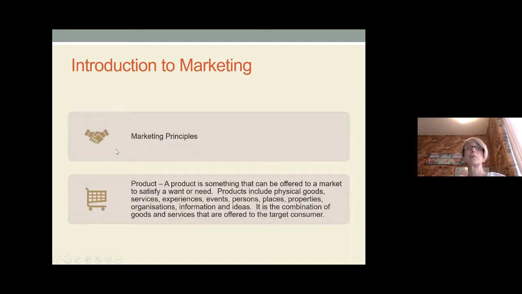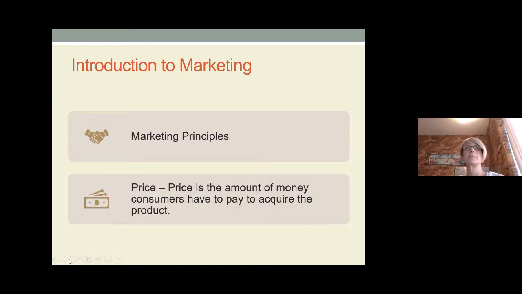So let's look at those principles in a little bit more detail. So product. A product is something that can be offered to a market to satisfy a want or a need. It can be physical goods, it could be a service, an experience, events, persons, places, properties, organisations, information and ideas. It doesn't always have to be a physical product. So it's a combination of goods and services that are offered to a target consumer.